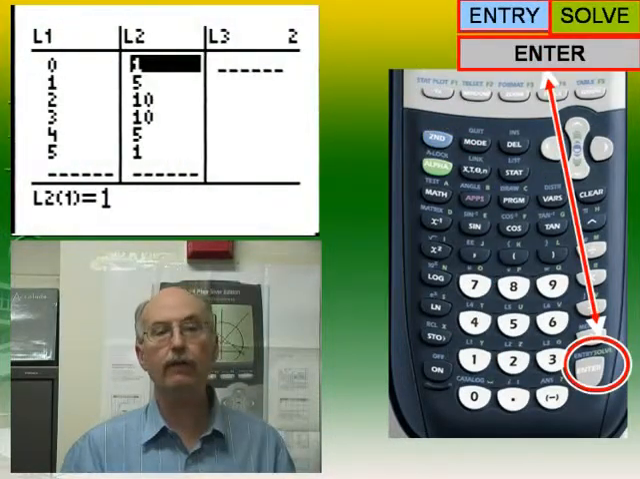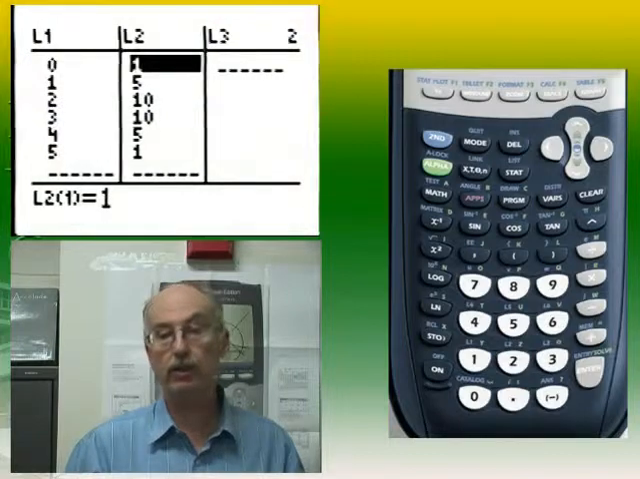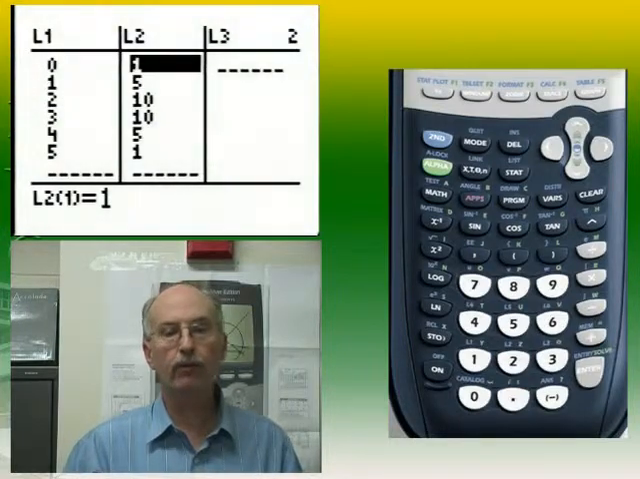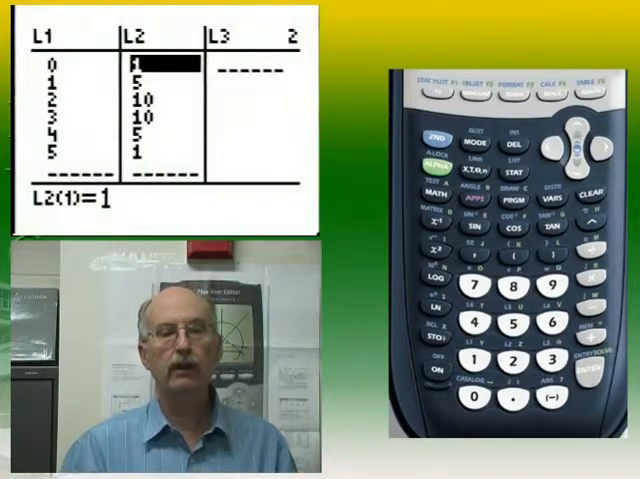And now you can see that for 0 6s, there's only one way to roll that. For 1 6, there's 5 ways to roll it. For 2 6s, there's 10 ways to roll it. For 3 6s, there's 10 ways to roll it. For 4 6s, there's 5 ways to roll it. And for 5 6s, there's 1 way to roll it.